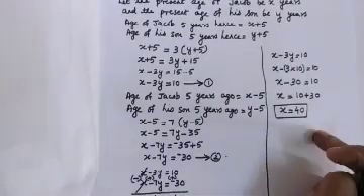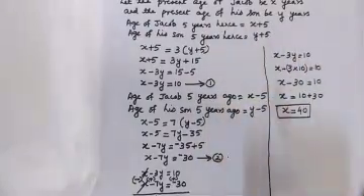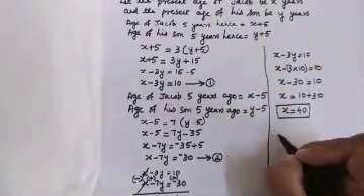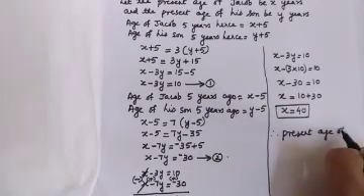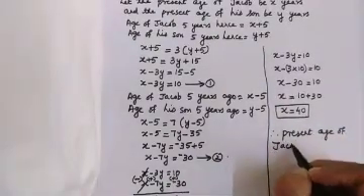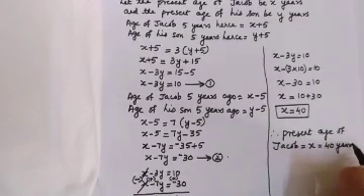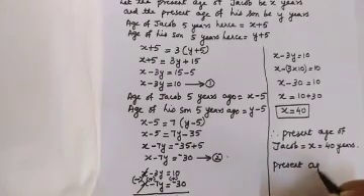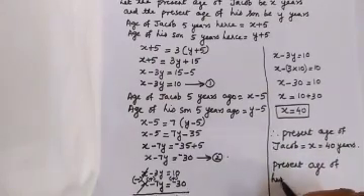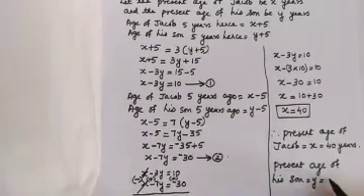So, you have got the value of x and y. So, what is x? x is the present age of Jacob. Therefore, present age of Jacob is equal to x equal to 40 years, and present age of his son equal to y is 10 years.